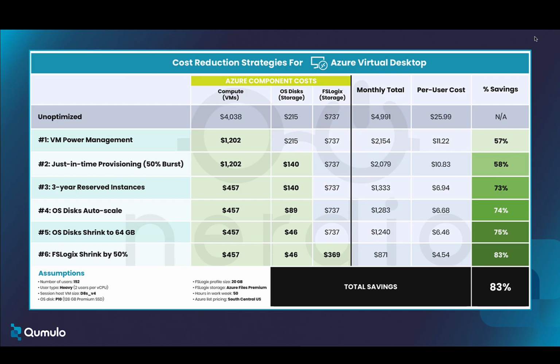Line 5 here is we can actually shrink the OS disks down to 64 gigs. These VMs in AVD, they don't necessarily need a ton of OS storage because all of the user activity, all of the user data is stored in FSLogix profiles. But nevertheless, all of the marketplace images are 128 gig OS disks. And that means you might be paying for storage that you don't actually need on those OS disks. So we can shrink your OS disks down to 64 gigs. That can knock 50% off your storage costs for those VMs.